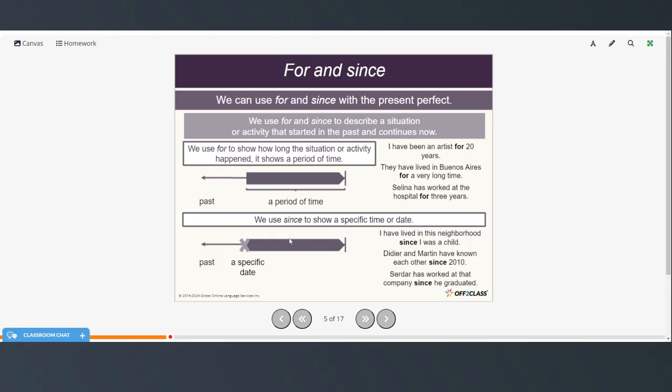We use since to show a specific time or date. I have lived in this neighborhood since I was a child. Didier and Martin have known each other since 2010. Serdar has worked at that company since he graduated.